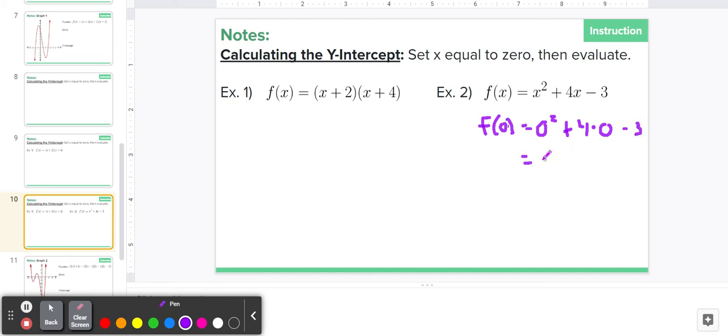Okay, we evaluate all that out. 0 squared is 0. 4 times 0 is 0. And we're left with minus 3 at the end. So we get 0 plus 0 minus 3. Our y-intercept is going to be negative 3.